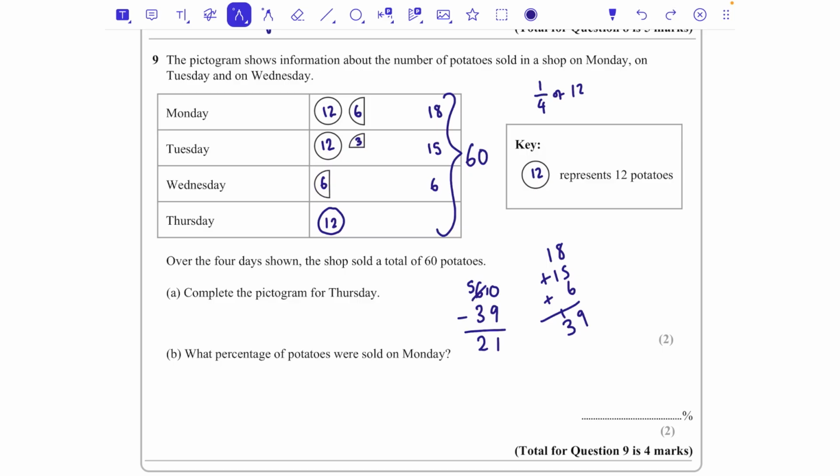So therefore the shape I'm going to draw is going to be like this, 3 quarters, and that would be worth 9. 12 and 9 makes the 21 that we need, and that is now fully correct. So we've done part A for 2 marks.